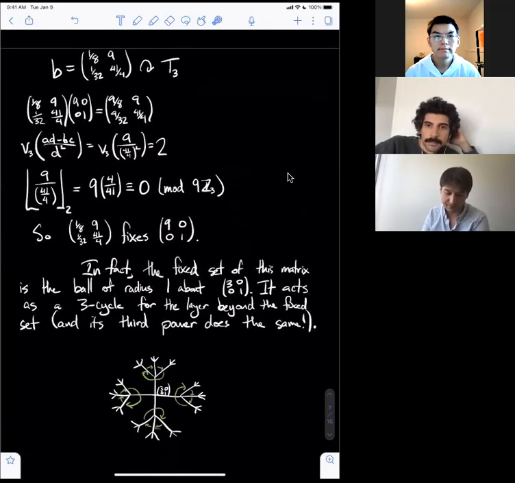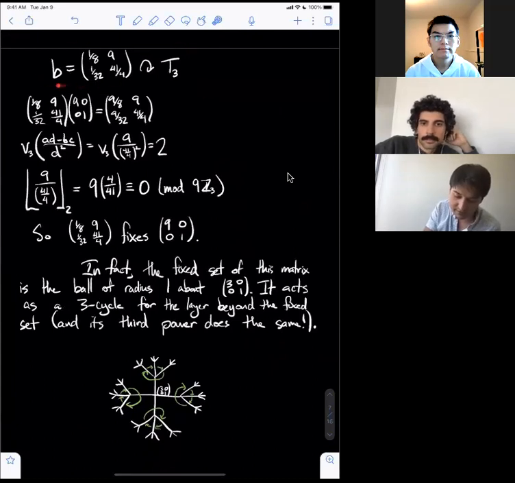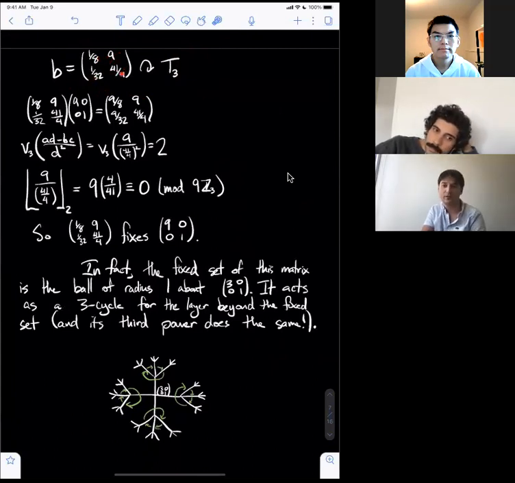Okay, let's look at another matrix. I'll call this B. It's 1/8, 9, 1/32, 41/4. So this is acting on the three-adic tree. I won't really describe this computation too much, but it's going to fix the matrix 3, 0, 0, 1, and it's going to fix a neighborhood of this.